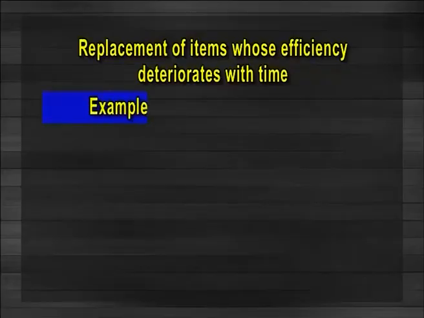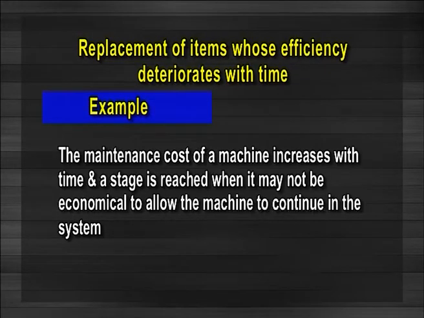Now coming to replacement of items whose efficiency deteriorates with time. When operational efficiency of an item deteriorates with time, that is gradual failure, it is economical to replace the same with a new one. For example, the maintenance cost of a machine increases with time and a stage is reached when it may not be economical to allow the machine to continue in the system.